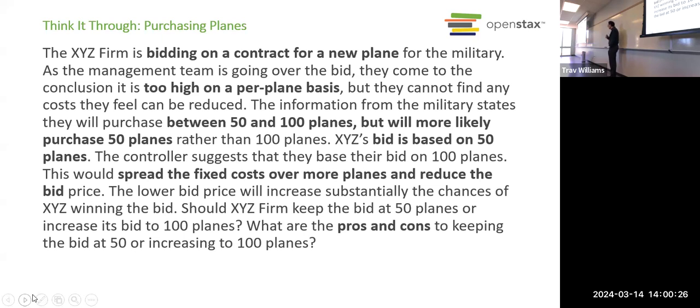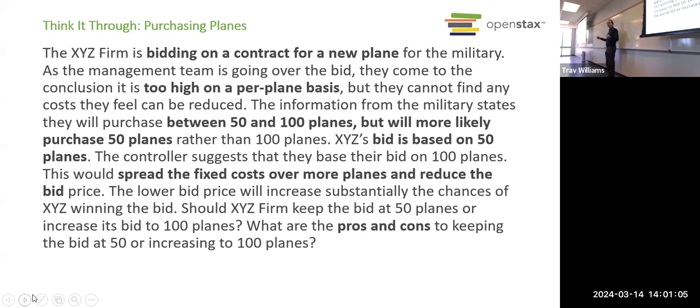Now, in this case, again, they want 50 to 100 planes. So we could bid on 50 planes, how much we think it would cost us. We could bid on 100 planes. If we bid on 100 planes, we're going to be spreading our fixed costs across more and more units. So we can charge a smaller price, a lower price, right? When you sell in larger quantities, you can afford to decrease your profit margin because you're selling so many overall, you're going to make a bigger profit anyways.